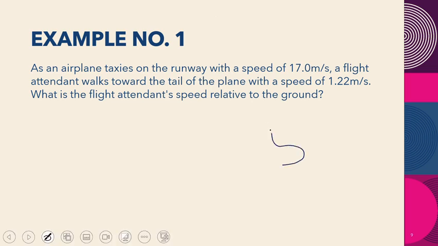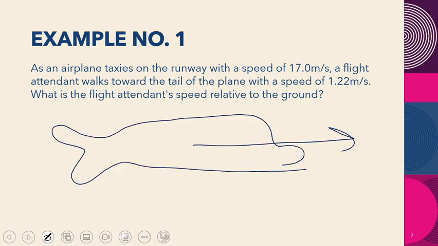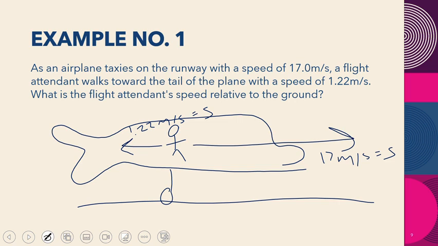As an airplane taxis on the runway with a speed of 17 meters per second, a flight attendant walks towards the tail of the plane at a speed of 1.22 meters per second. What is the flight attendant's speed relative to the ground? Now, if the flight attendant were just standing on the plane, then from the ground's reference frame, she'd be traveling with a speed of 17 meters per second.